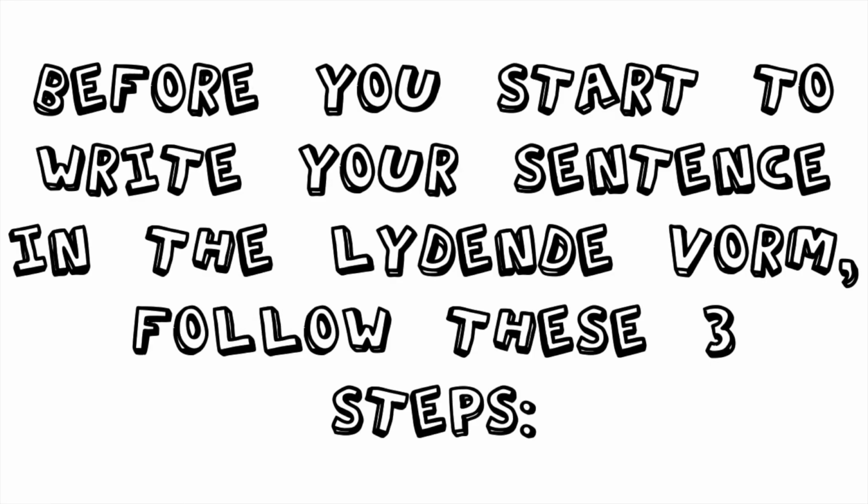So this is just before you start to write your sentence in the Lydende Vorm, follow these 3 steps. So this is before we go to the formulas. You need to do these 3 things. And just remember that in your language test, or in your paper 1s, you usually have quite a lot of time, because there's a lot of time added for reading time. So I would advise you to always, before you start writing down the sentences, highlight all the different things that you have to highlight, and then start changing the sentences and write down your answers. Because I think sometimes when you rush, you make silly mistakes. So just taking your time a little bit will help you to avoid those silly little mistakes.